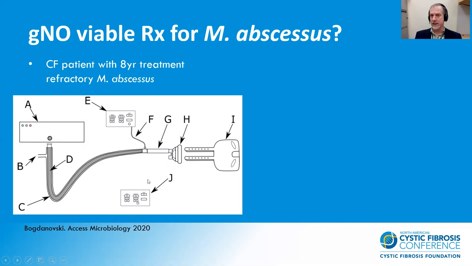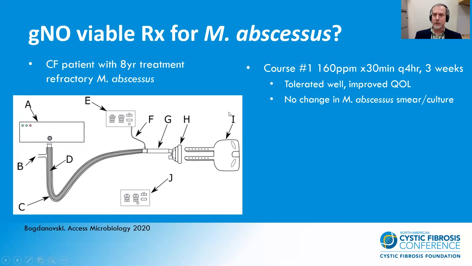We got compassionate use to use this in a CF patient who had an 8-year course of multiple antibiotics with failed treatment and had developed significant lung disease and refractory disease. Her initial course of this was similar to the two case reports, intermittent dosing over a 3-week period. She tolerated this well. She had a qualitative improvement in quality of life, but again, no significant change in M. abscessus status. Due to how well she felt after this, she requested a second treatment, which we got approval for.